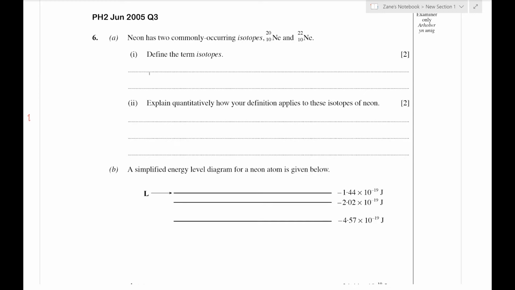This is an old one from way back in 2005. It was the Unit 2 question 3. It starts by referring to two isotopes of neon and asking us to define the term isotopes. So we're just going to go with atoms of the same element with different numbers of neutrons.